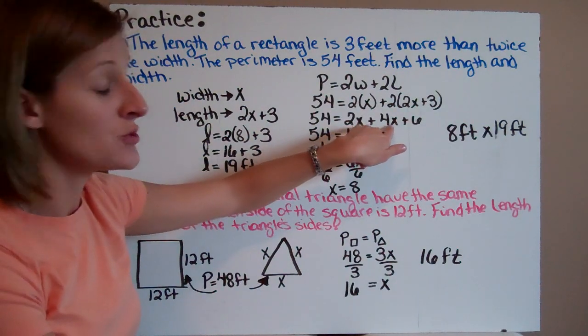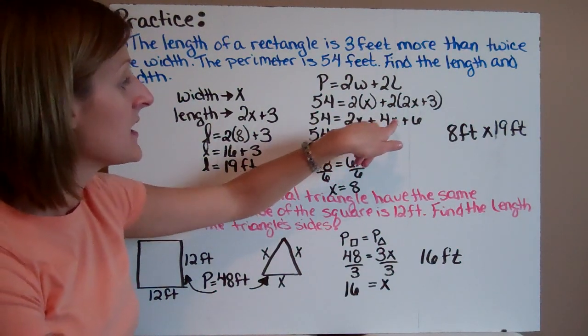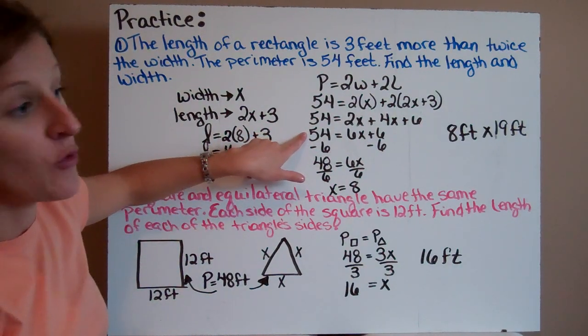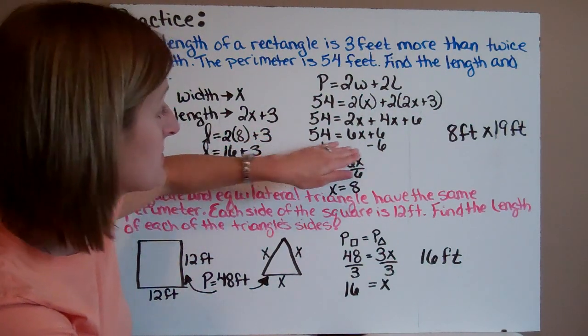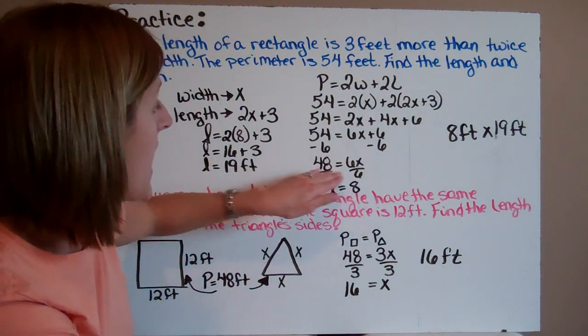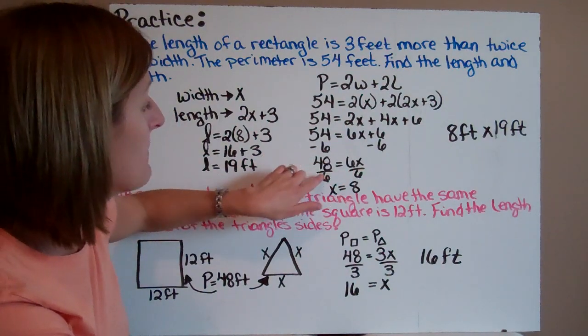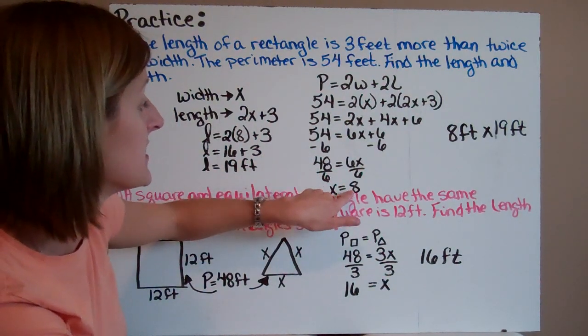Combine like terms, the 2x and 4x become 6x. And you still have the plus 6, and it's all equaling the perimeter, which is 54. So now I'm going to subtract 6 from both sides, and you're going to get 48 equals 6x. Then divide each side by 6, and I'm going to get x to equal 8.